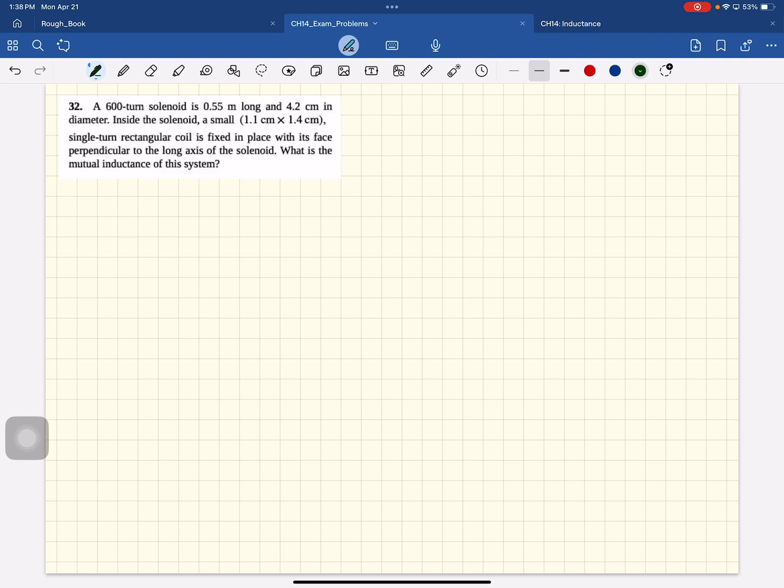All right, so a 600 turn solenoid is 0.55 meters long and 4.2 centimeters in diameter. Inside the solenoid, a small 1.1 centimeters times 1.4 centimeter single turn rectangular coil is fixed in place with its face perpendicular to the long axis of the solenoid. What is the mutual inductance of this system?